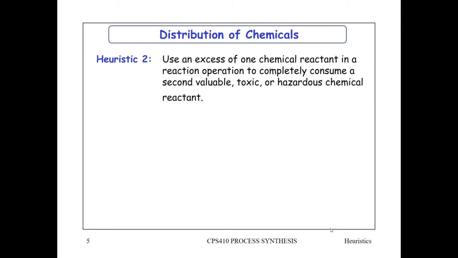Those are the two options you can use. Right, so that was heuristic 1. Heuristic 2: use an excess of one chemical reactant in a reaction operation to completely consume a second valuable, toxic, or hazardous chemical reactant.